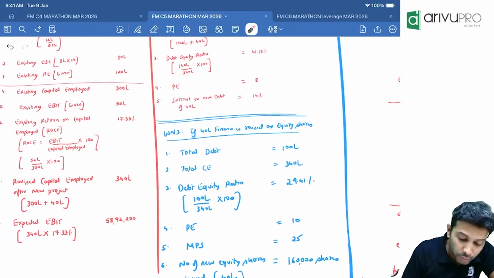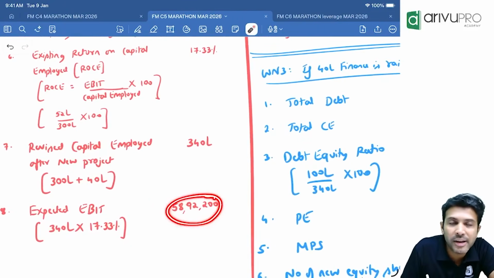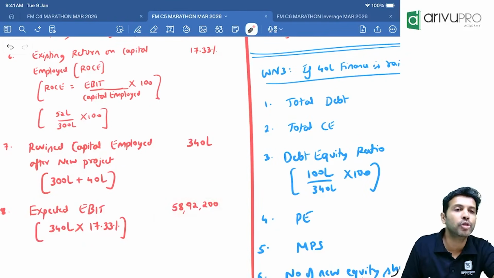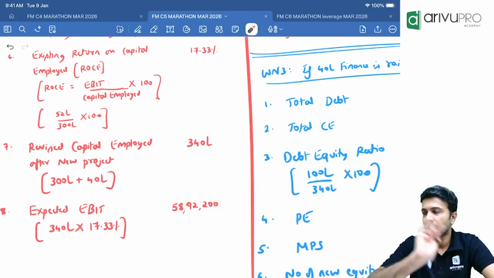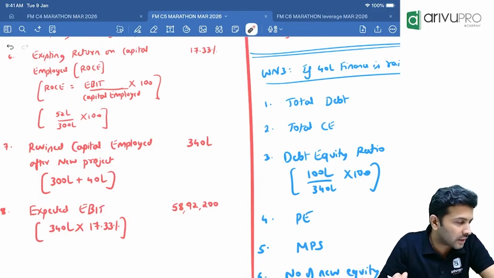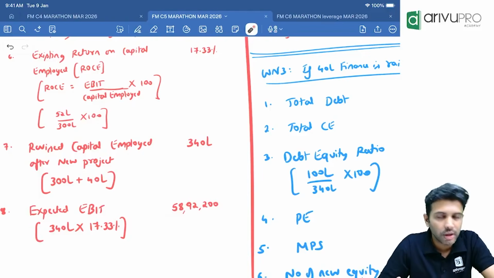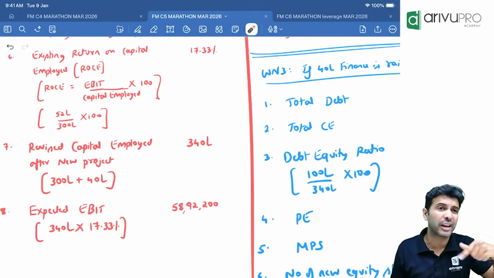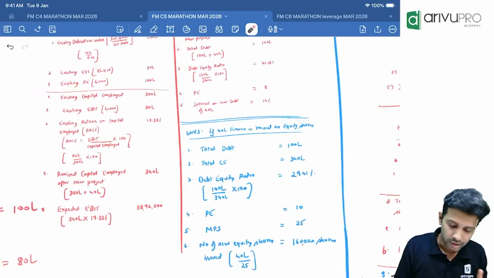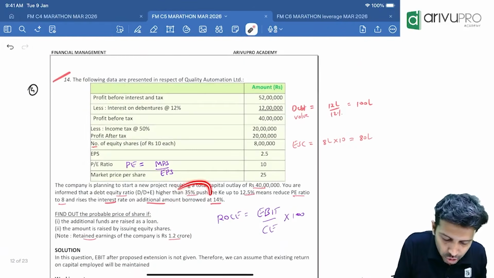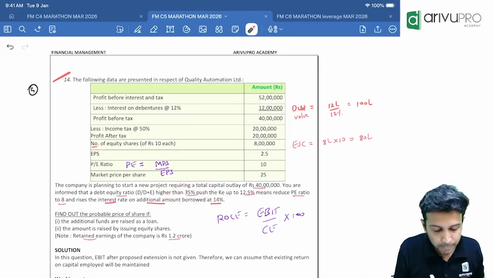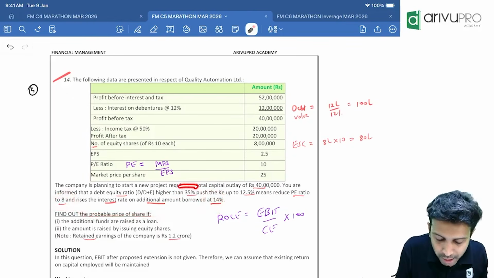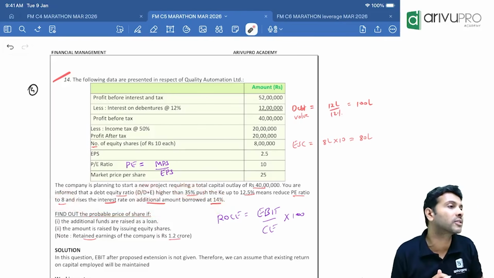Done, people? Now you tell me, is this the new project's EBIT alone or existing plus new put together? This is existing plus new put together. Yes, sir. So one thing we needed to sort out, we have sorted out. Next one is they told some drama. What is that? That drama was based on debt equity ratio. Now what did they say in the problem? If debt equity ratio crosses 35%, then the PE multiple will become 8 and the new loan you have to borrow at 14%. All this drama will happen only if debt equity ratio crosses 35%.